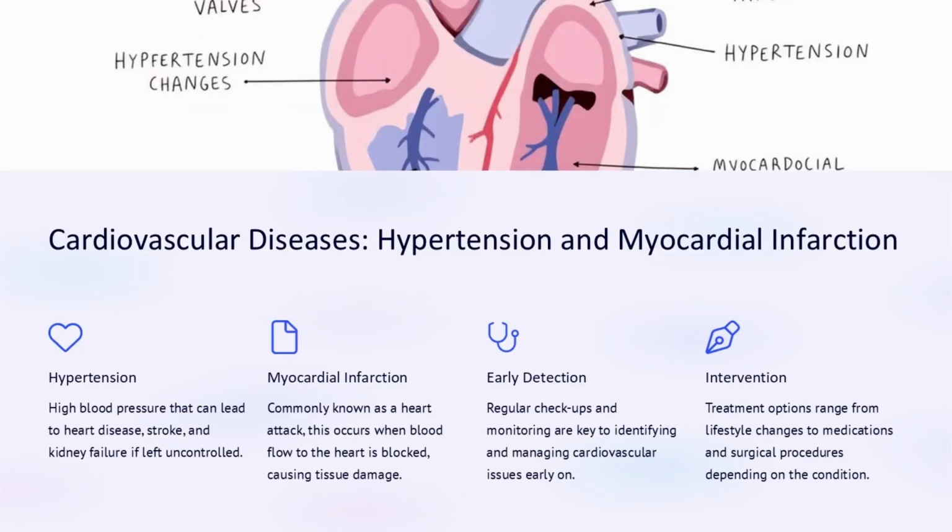Cardiovascular diseases like hypertension and myocardial infarction can have serious consequences if left unmanaged. Hypertension or high blood pressure can lead to heart disease, stroke, and kidney failure if not controlled. Myocardial infarction, commonly known as a heart attack, occurs when blood flow to the heart is blocked, causing tissue damage. Regular checkups and monitoring are crucial for early detection and management of these conditions. Treatment options range from lifestyle changes to medications and surgical procedures, depending on the specific condition.